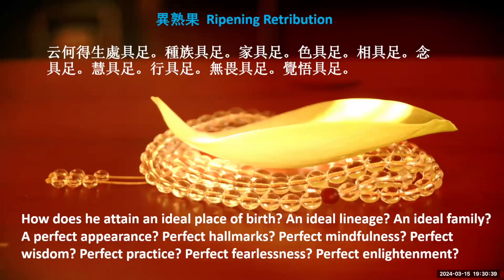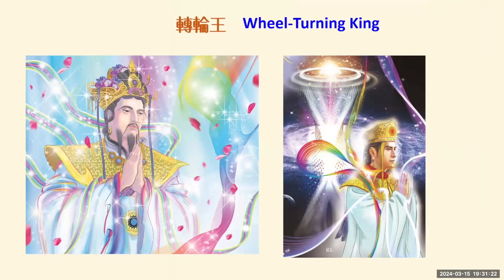How does he attain an ideal place of birth, an ideal lineage, an ideal family, a perfect appearance, perfect hallmarks, perfect mindfulness, perfect wisdom, perfect practice, perfect fearlessness, perfect enlightenment? That is to say, this person will be born during the time of a Buddha to a noble family of proper faith, endowed with the 32 hallmarks, replete with blessings, wisdom, and awe-inspiring virtues, and will realize awakening of his own accord. It looks like this person has the potential to be a great Dharma protector in Buddhism. Who does this remind us of? Doesn't this person resemble the wheel-turning king?